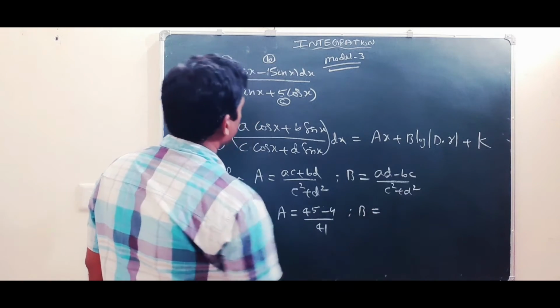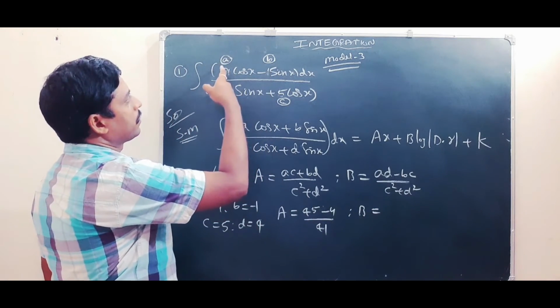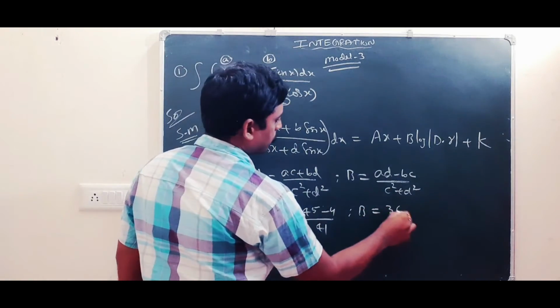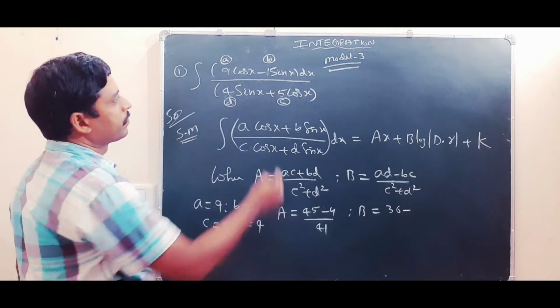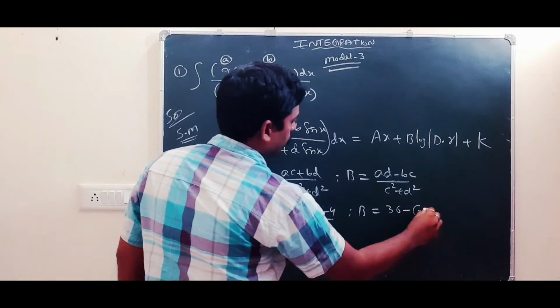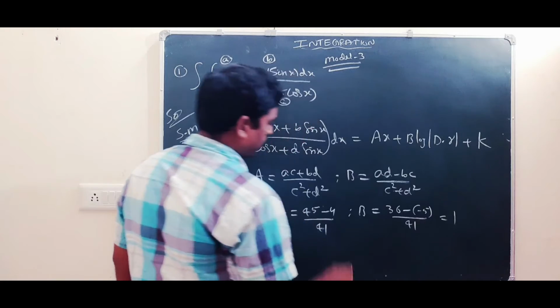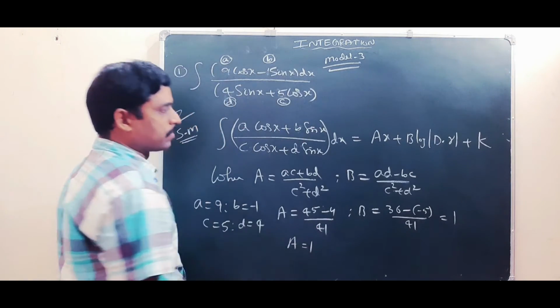So b is equal to ad minus bc. ad: 9 times 4 is 36, minus bc, which is minus 5, so 36 minus minus 5, by the denominator value c square plus d square, which is 41. So this is 1 and this is 1. The a and b values are 1 and 1.